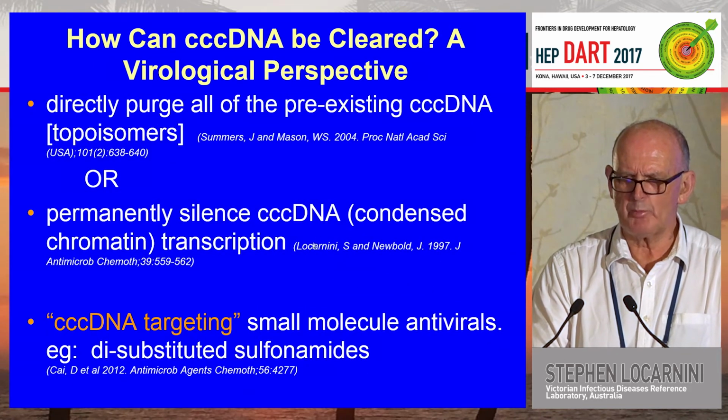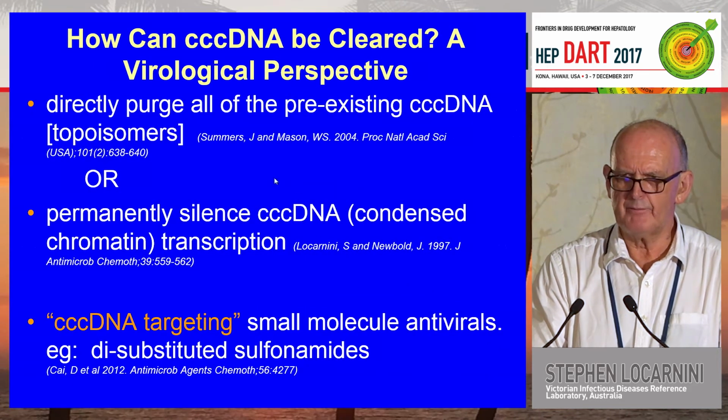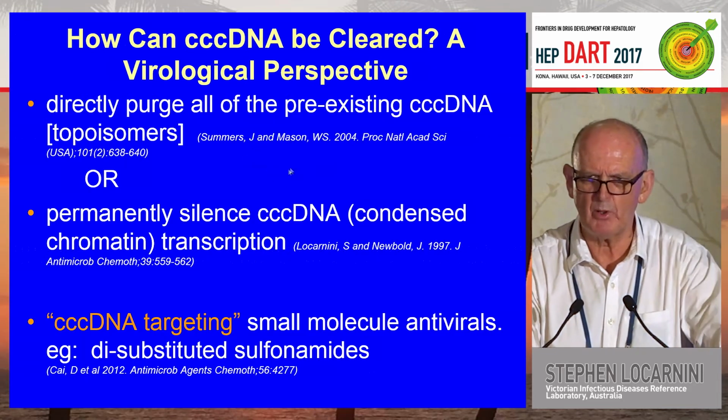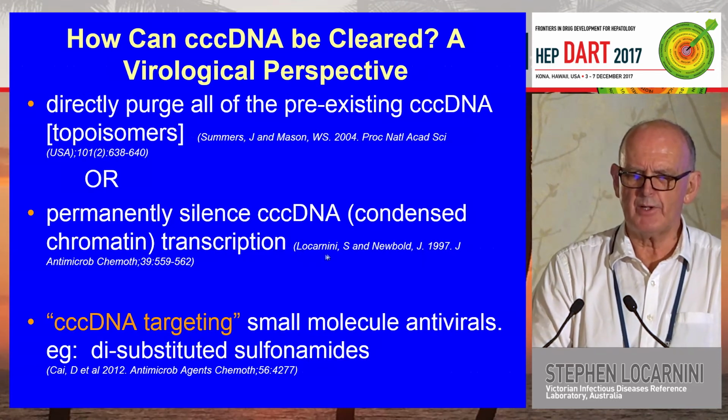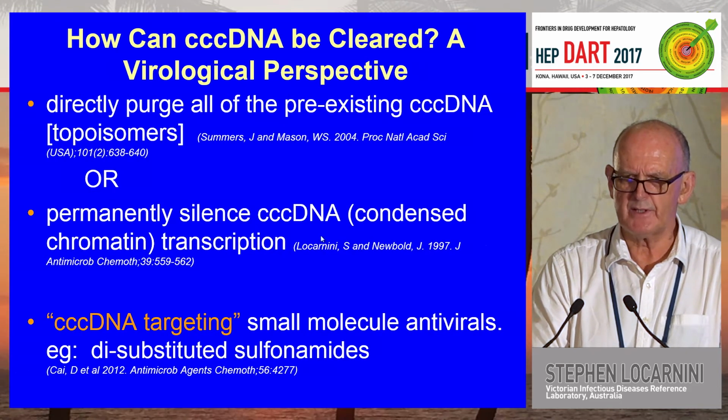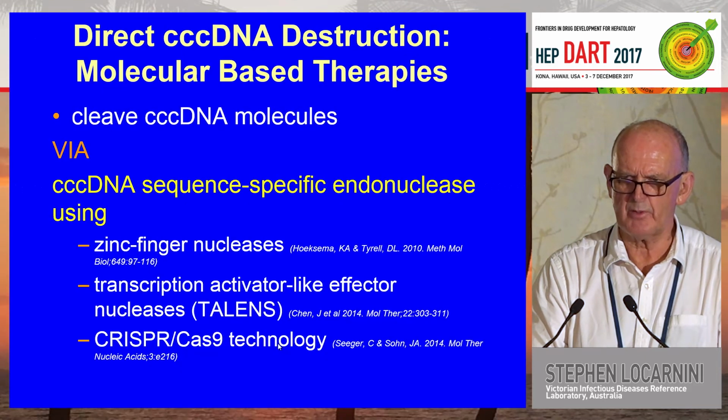The virologist has a bit more pragmatic approach, and we like to think about purging and killing. Direct purging of all the pre-existing cccDNA was shown by Summers and Mason some years ago, showing how you can selectively destroy topoisomers. The other approach, taken by Newbold and our group, was to permanently silence the cccDNA and drive the minichromosome into the condensed, hyperchromatinized, transcriptionally inactive form. And of course, the third approach would be specific or selective cccDNA targeting using small molecule antivirals, such as these disubstituted sulfonamides.